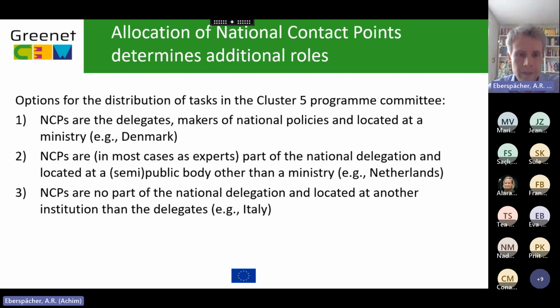And number 3 is the national contact points are no part of the national delegation, and they are located elsewhere than the delegates, for example, in Italy. And in Italy, we have also the situation that delegates there are scientists from universities, and the national contact points are located at Apre in Rome. That's kind of a public body, while the delegates are from universities.